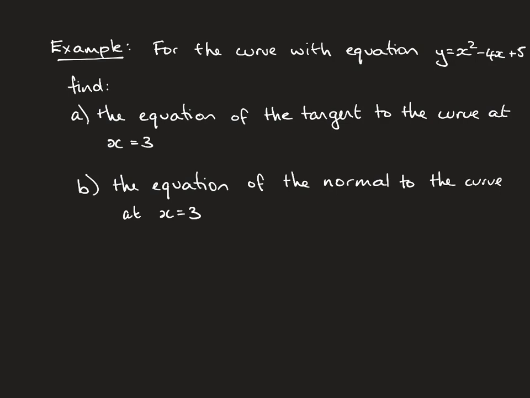So let's do an example. For the curve with equation y equals x squared minus 4x plus 5, let's find the equation of the tangent to the curve at x is equal to 3, the tangent, and then we'll find the equation of the normal at x is equal to 3.